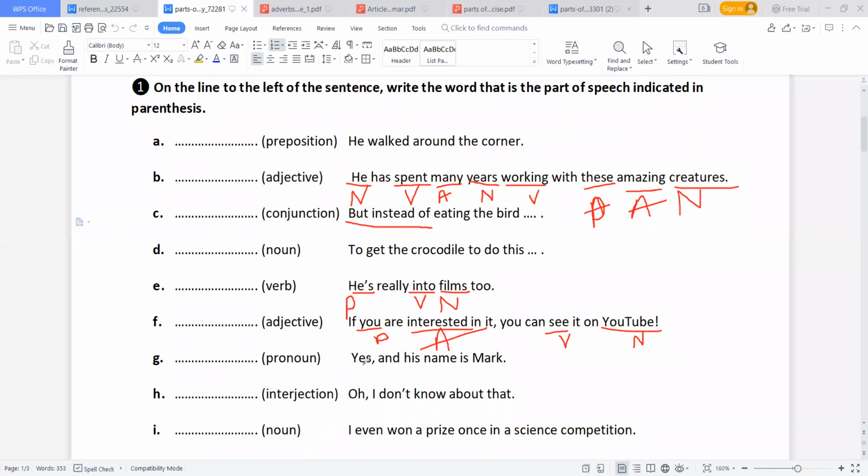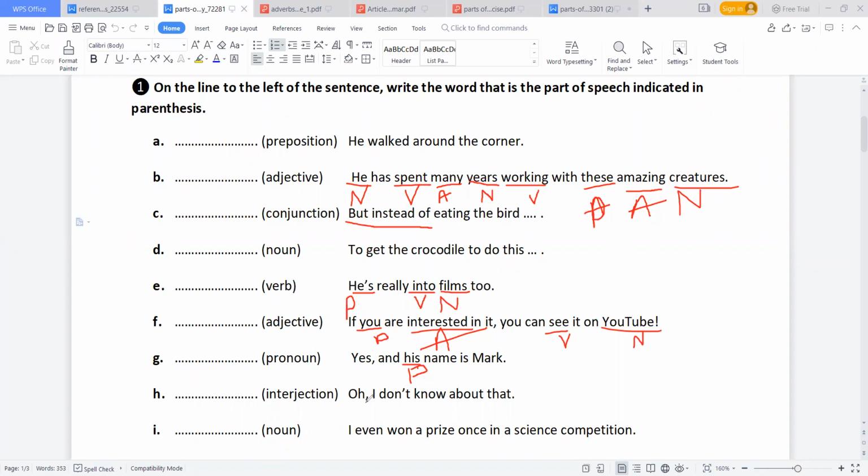Okay. Next, pronoun. His name is Mark. Ma'am, his. Perfect. Because by using his, I get to know that the person whose name is Mark is a boy. Is this clear to everyone? Yes, ma'am. So next is interjection.